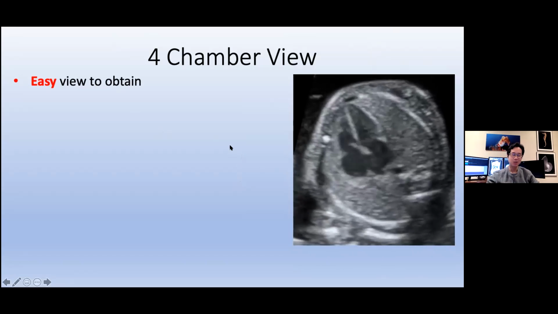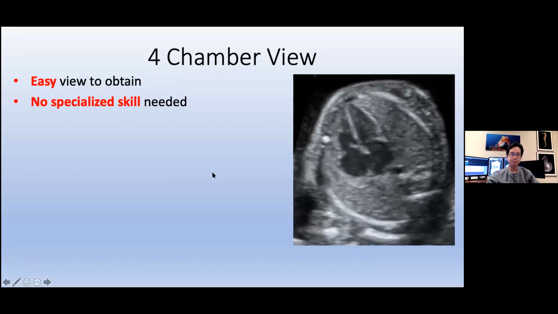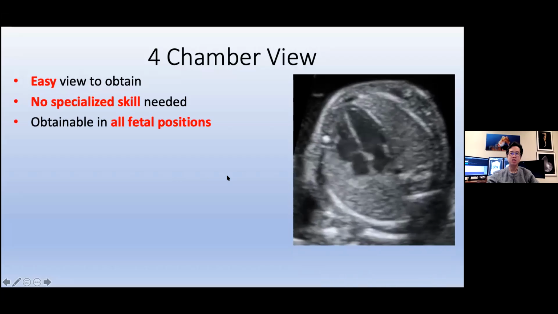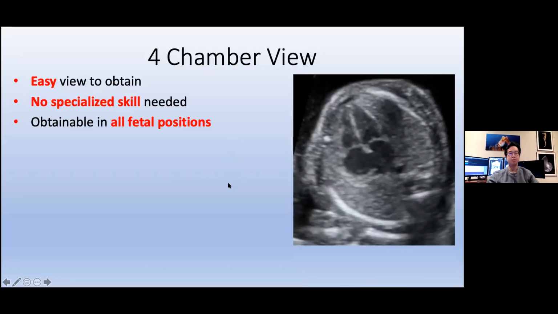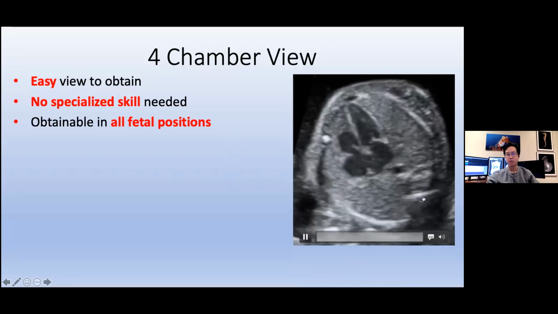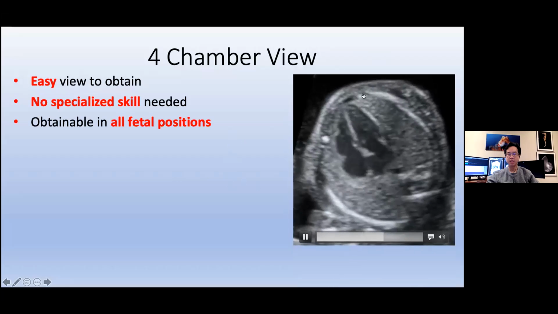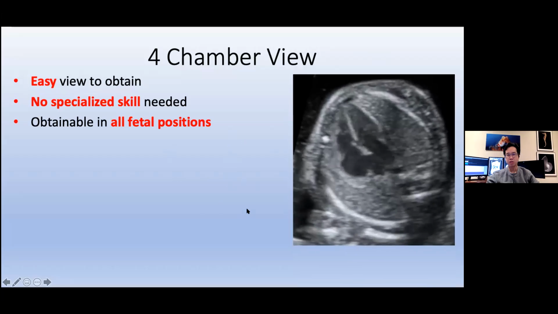Practice is the key, though. Initially, it can be very challenging because you're trying to get this very perfect image on a moving object. But with some practice, you don't need any special skills. You just need to know how to orient your probe, and you can essentially get it in any fetal position. Although I will say that if the fetus is spine up, so that the spine is closest to your transducer, or completely on its side, it becomes more difficult because of the shadowing from the ribs or the spine.